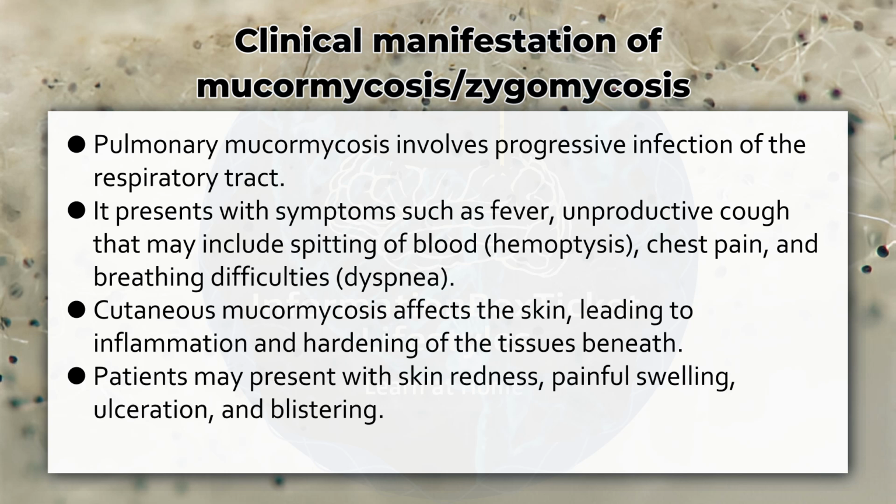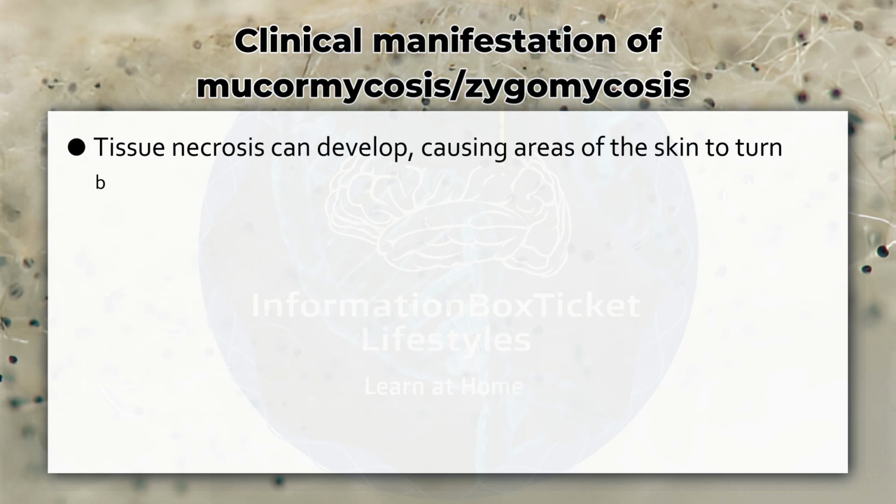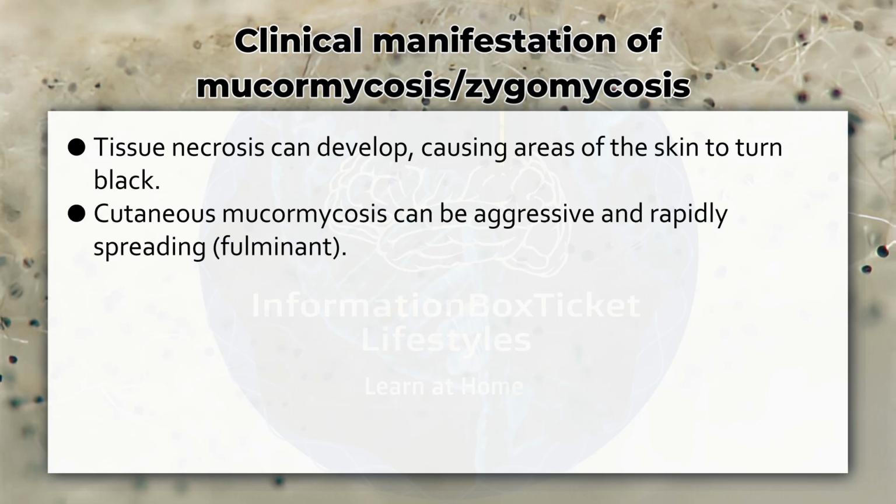Patients may present with skin redness, painful swelling, ulceration, and blistering. Tissue necrosis can develop, causing areas of the skin to turn black. Cutaneous mucormycosis can be aggressive and rapidly spreading, fulminant.